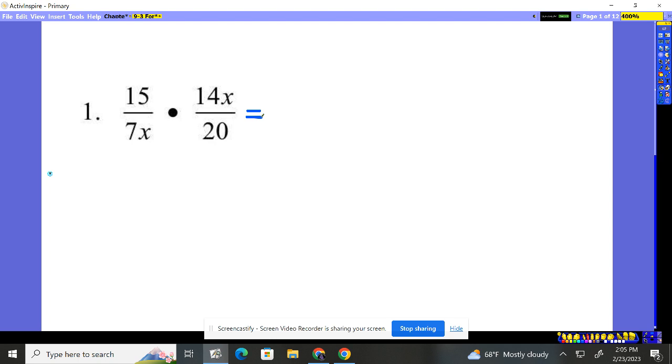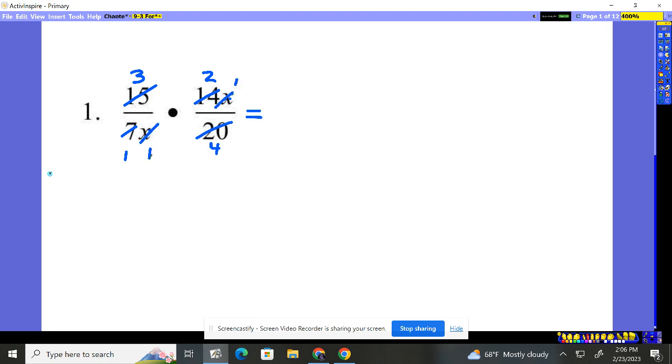So is there anybody up top and down below that can be divided by the same thing? Well, 15 and 20 both can be divided by 5. 15 divided by 5 is 3. 20 divided by 5 is 4. That helps. 7 and 14, those both can be divided by 7. He becomes a 1. He becomes a 2. And you have an x up top and x down below. They'll just cross out and become 1s.